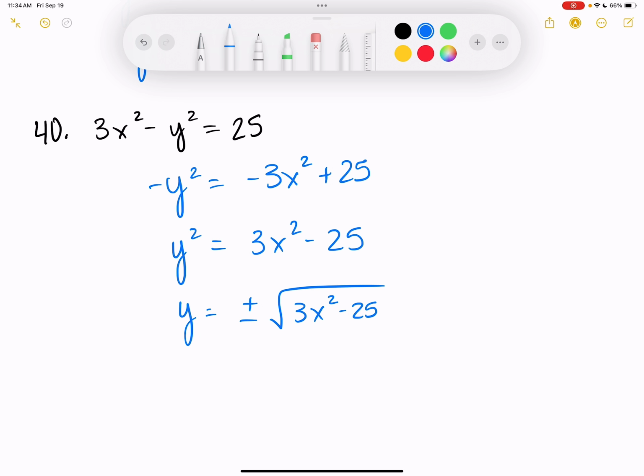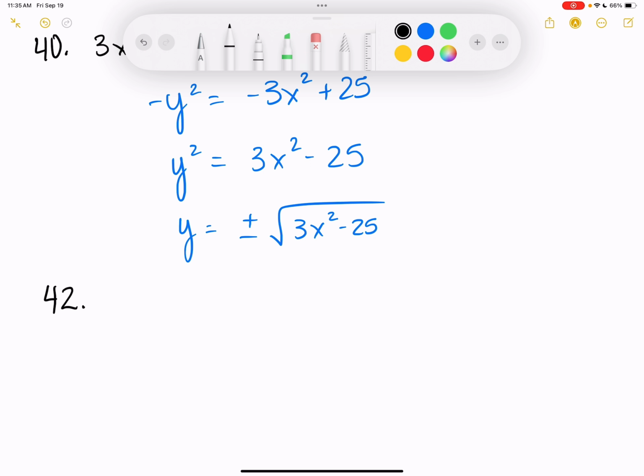All right, do you want to see an absolute value one? Not really. Well, it could be on your quiz. X minus the absolute value of y is equal to 1. Oh yeah, this is fun.